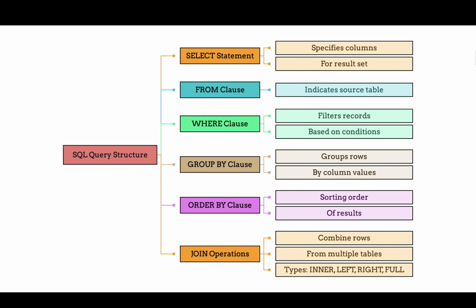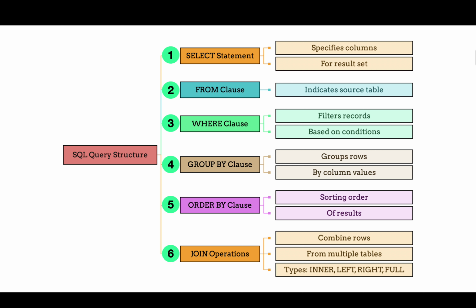SQL query structure. 1. Select statement, specifies the columns to be displayed in the query's result set. 2. From clause, indicates the table from which to retrieve data. 3. Where clause, used to filter records based on specified conditions. 4. Group by clause, groups rows that have the same values in specified columns into summary rows. 5. Order by clause, specifies the sorting order of the query results.